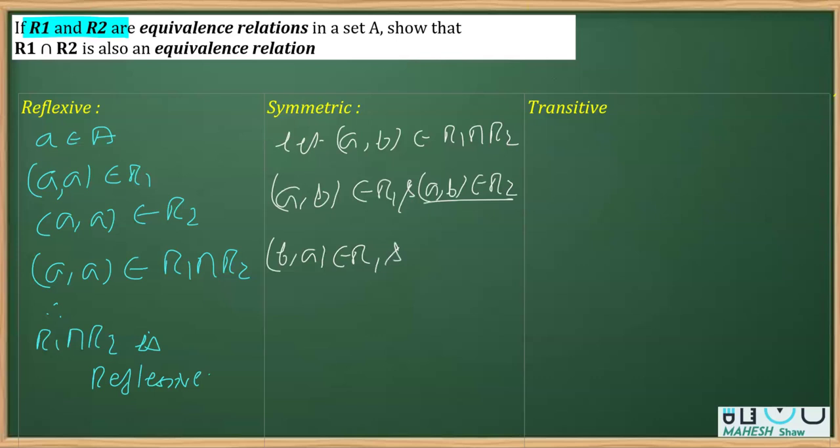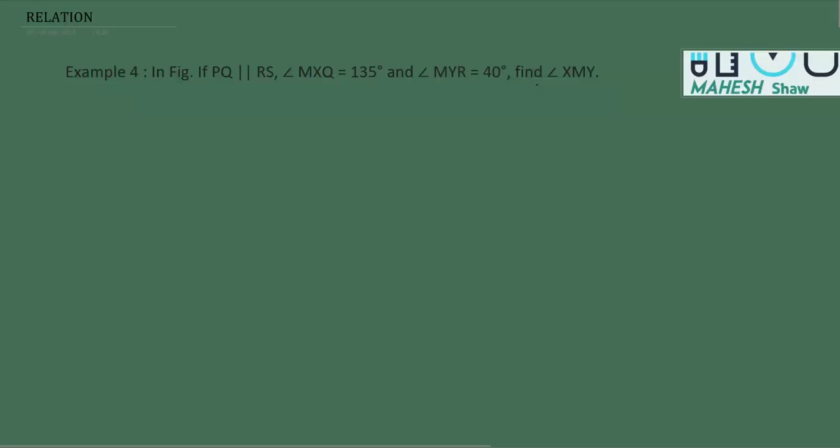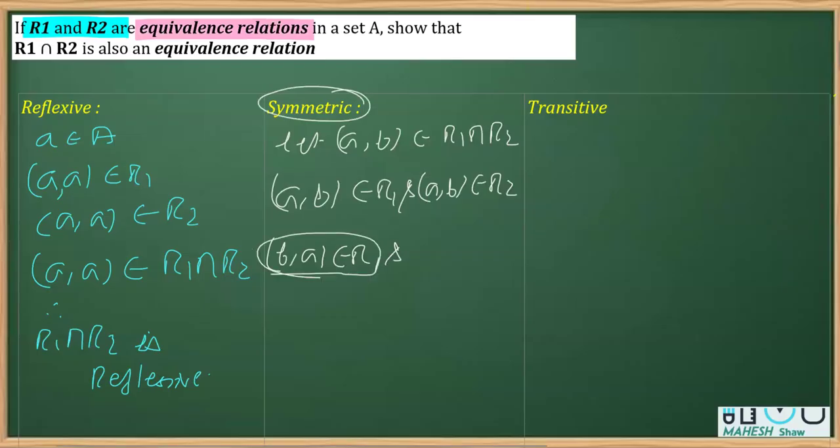And if (a, b) belongs to R2, since R1 is, sorry, R1 is given symmetric. We already know that R1 and R2 are equivalence relations. That means if (a, b) belongs to R1, then (b, a) also belongs to R1 because R1 is symmetric. And since R2 is also symmetric, (a, b) belongs to R2 implies (b, a) also belongs to R2.